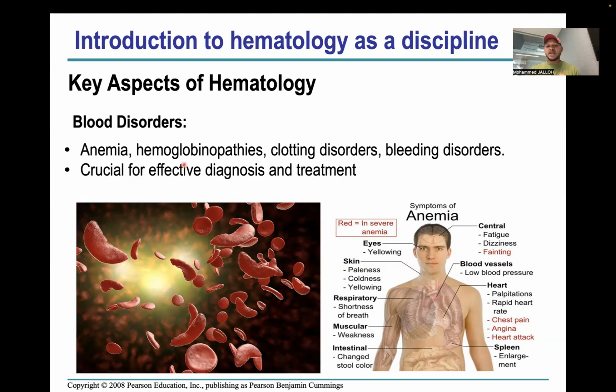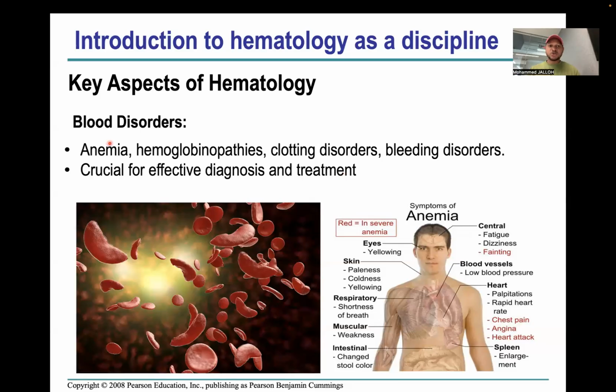And then we have hemoglobinopathies. That is a hemoglobin disease that is associated with the heart and the eyes. And so we also have clotting disorders. We have bleeding disorders. So these are all different types of diseases that are associated with hematology, with blood disorders, with blood. And this is crucial for effective diagnosis and treatment. It is a study of blood disorders.